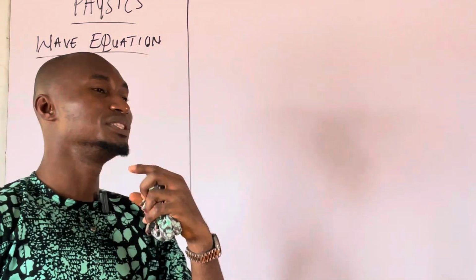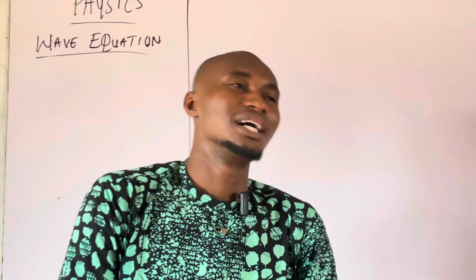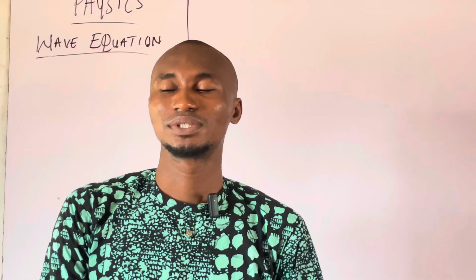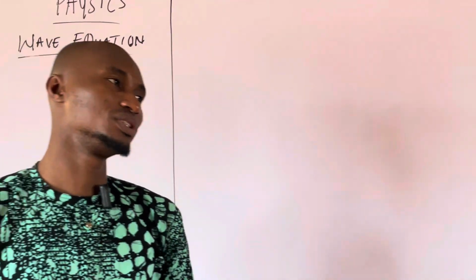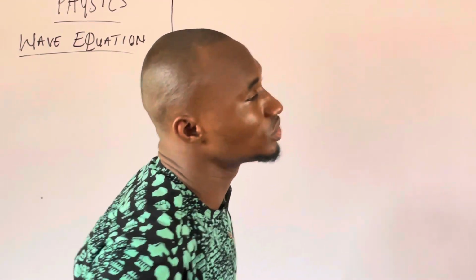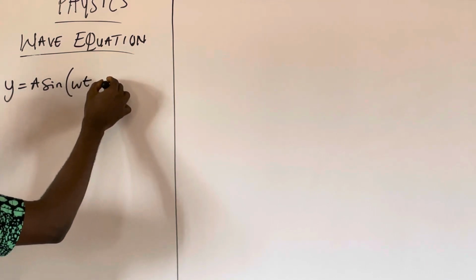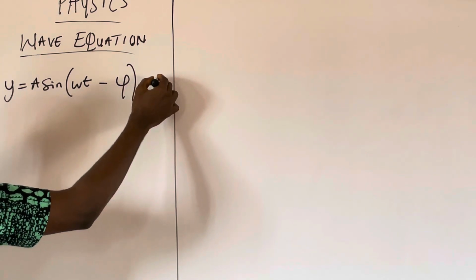Now, I am done giving you the terms of the wave equation. Those terms I gave, like I said initially, are the precise terms you need to derive the equation of motion and understand it better. So now let's talk about equation one. In equation one, we have y equals a sine bracket wt minus phase angle. This is equation one.